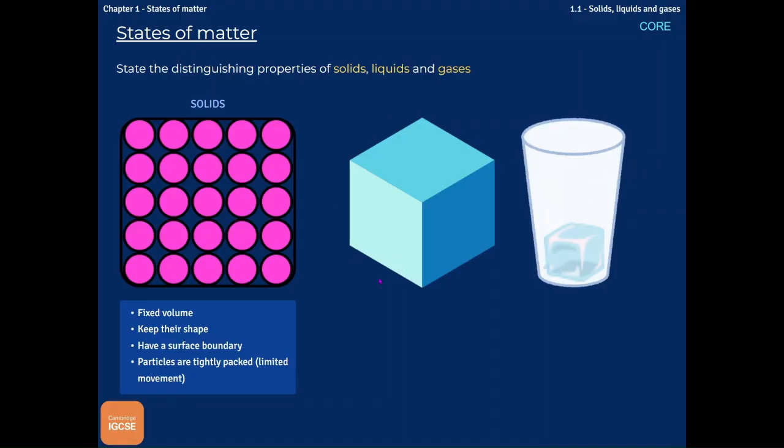And in this case, we have a nice ice cube to represent a solid. We threw it in a cup. Here's another picture of ice. Beautiful solid water.